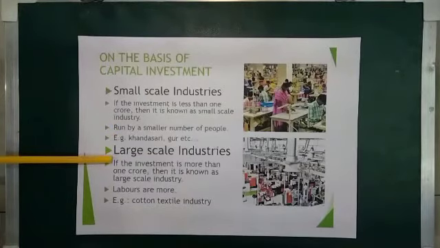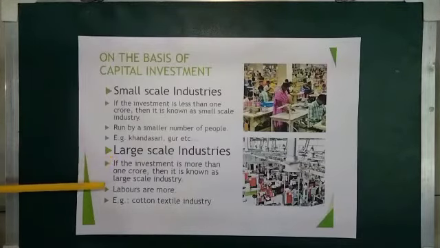Those industries where investment of capital is more than 1 crore rupees are called large scale industries. Labor is more. Example, iron and steel, petrochemical, cotton textile, etc.